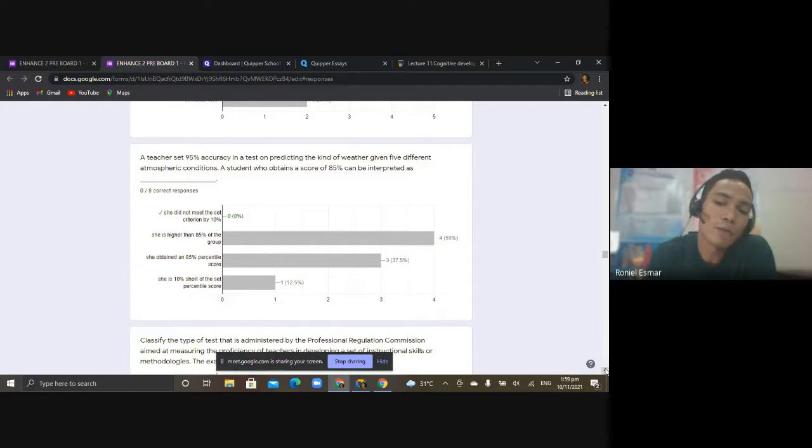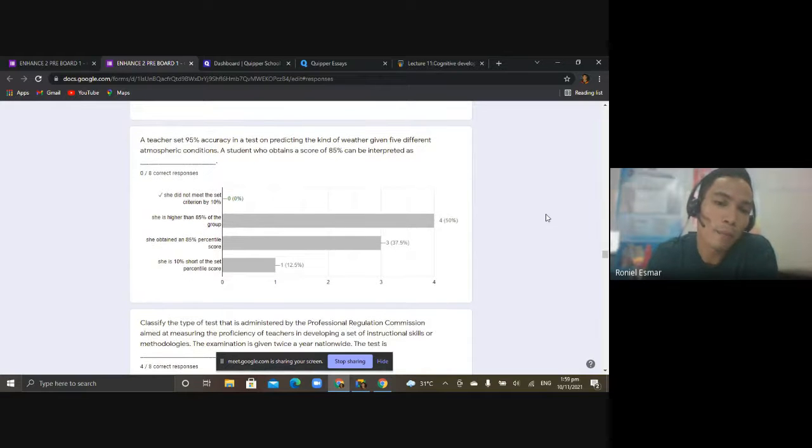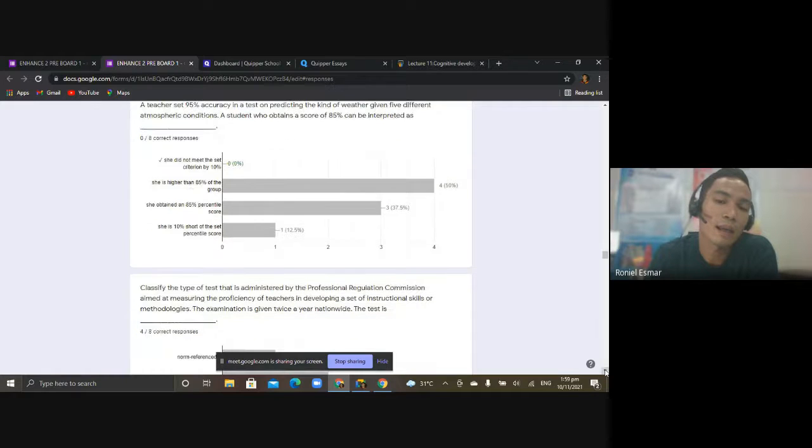Now, do not be confused with percentile score and setting a standard, no? A set of accuracy. Kaya again, percentile, it refers to the rate of a particular student's performance relative to the performance of the other group, no, or the other students sa the same nga klase. So that's why the answer for this is letter A.